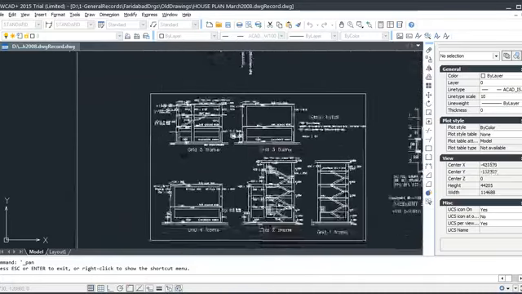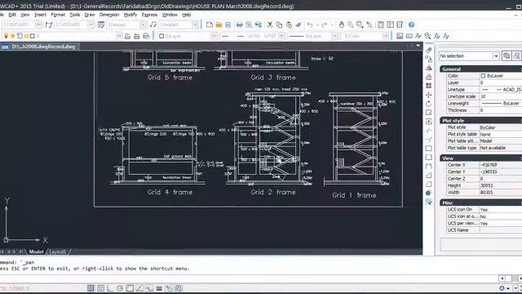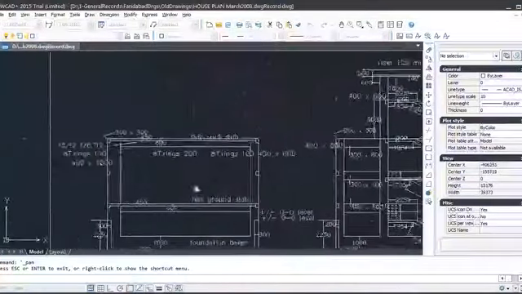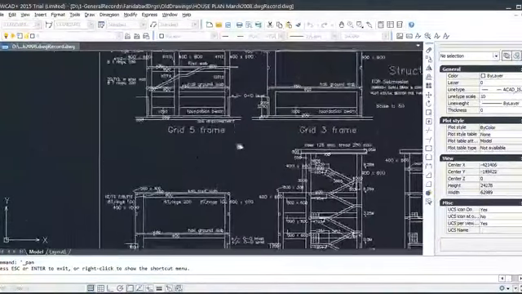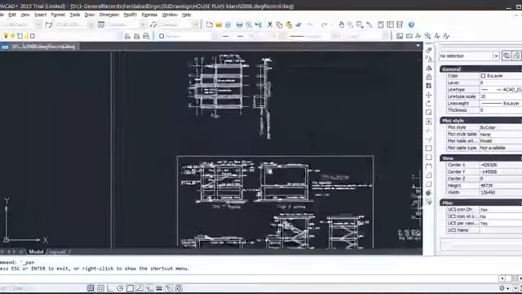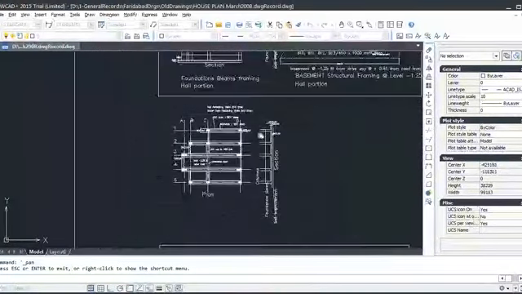And these are framings. I'll discuss frames. This is a frame, and frame means column, beam, slab. Separately I'm not showing, I'm showing you just.